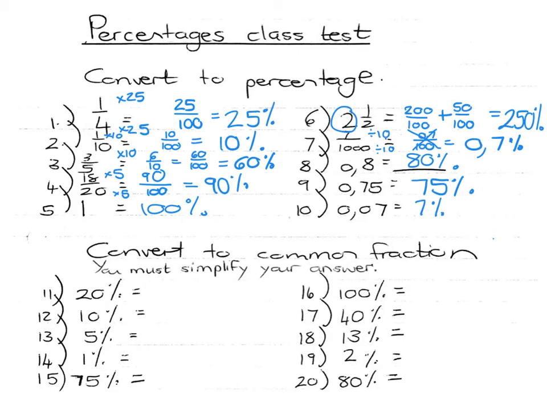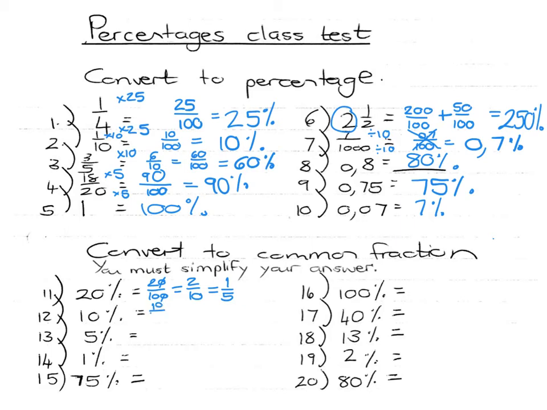Let's look at converting to common fractions. You must simplify your answer. So the first thing is easy. It's easy to say, oh, okay, well, 20% is 20 out of 100. But remember to simplify. If I take the zeros out, that'll be 2 over 10, but that can still go further. I can half both of them to make it a fifth. So that's your final answer.